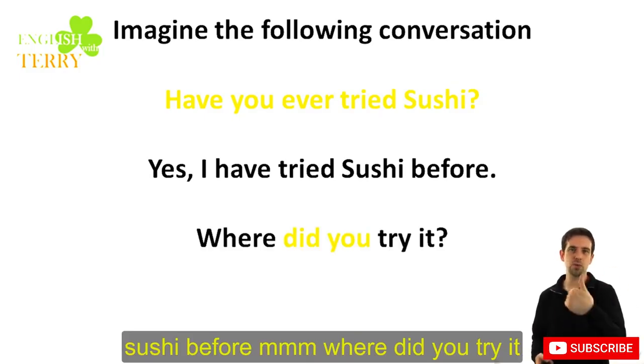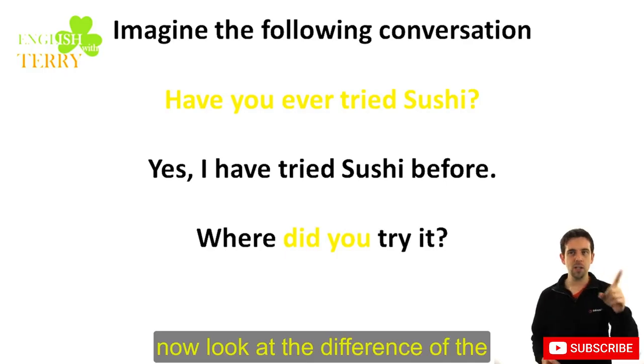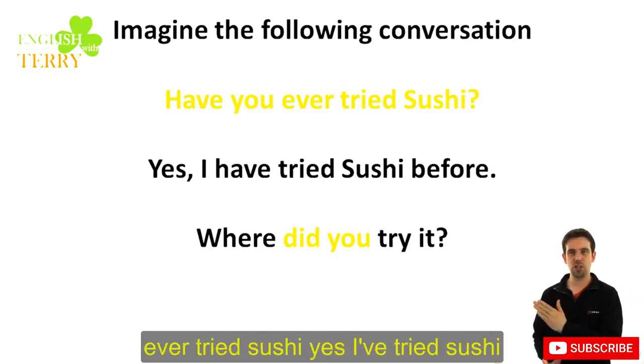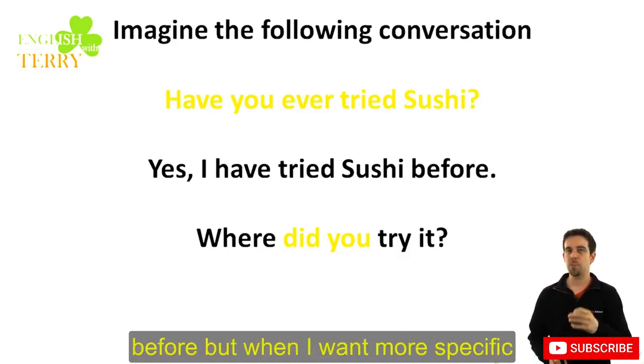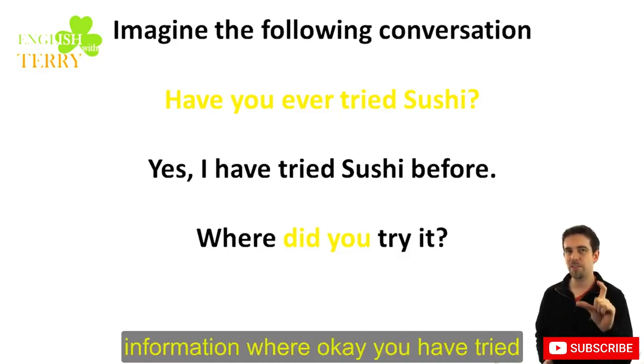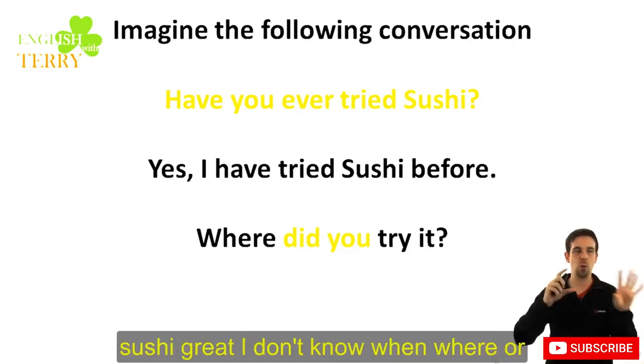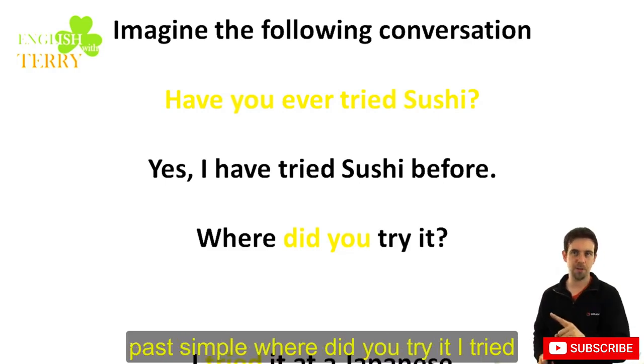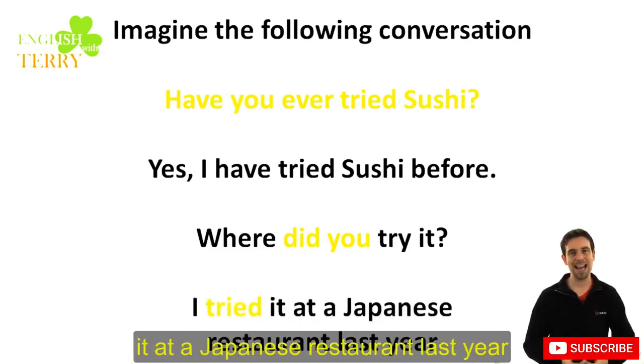Where did you try it? Now, look at the difference of the grammar. The first question was, have you ever tried sushi? Yes, I've tried sushi before. But when I want more specific information, where? Okay, you have tried sushi. Great. I don't know when, where, or anything. But more specifically, I changed to past simple. Where did you try it? I tried it at a Japanese restaurant last year.